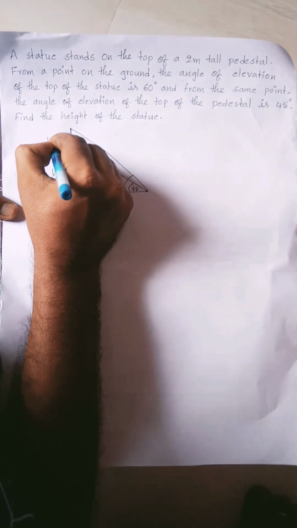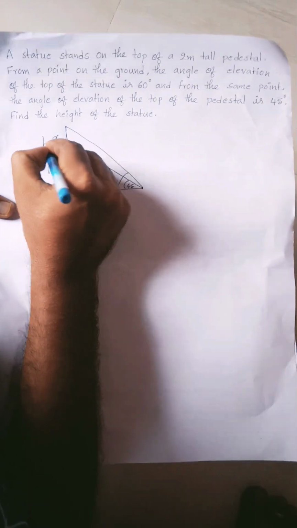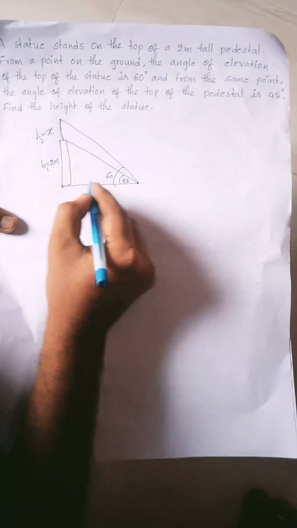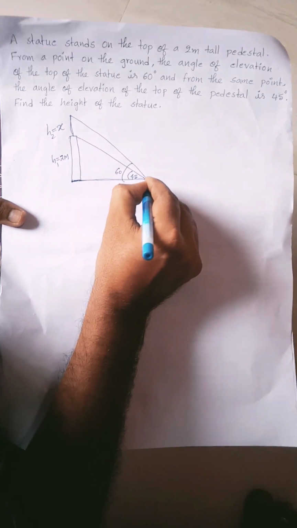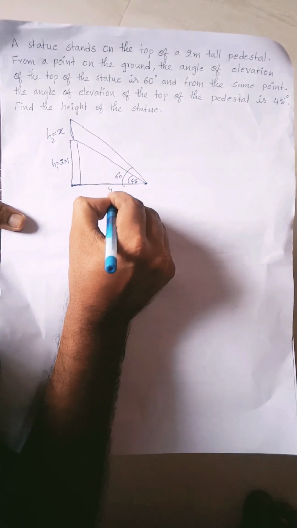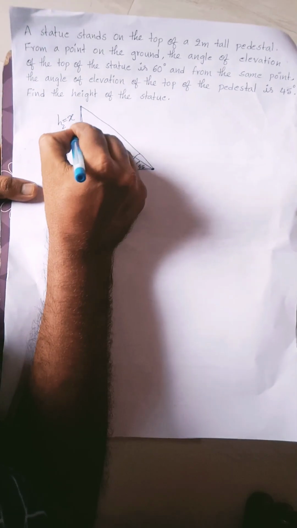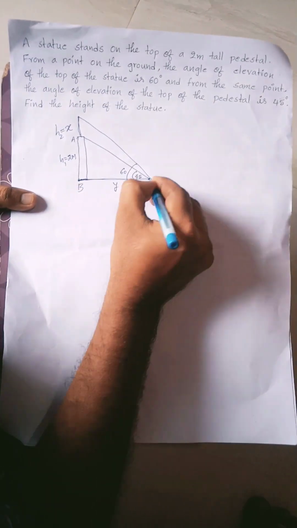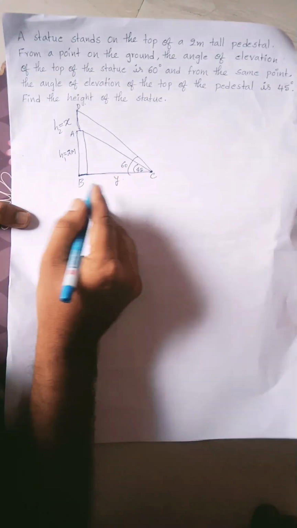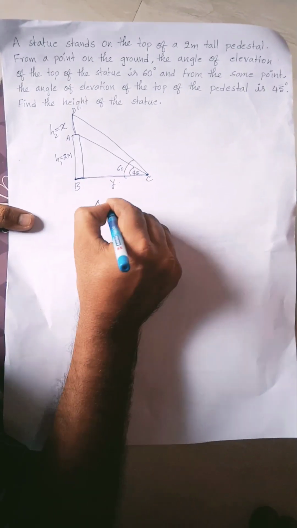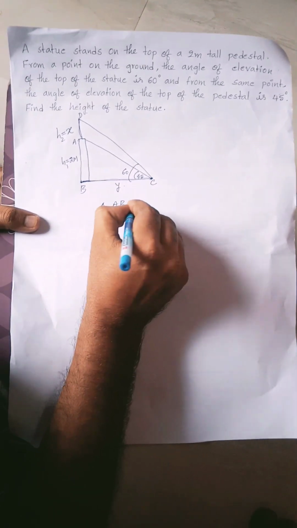Statue height is h1, h2. Statue height is equal to x. This is the statue stand from the observer. The length is equal to y. This one is A, B, C, D. First, triangle ABC.